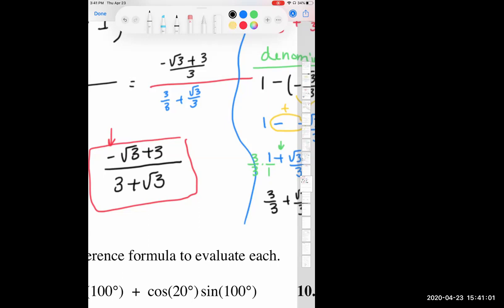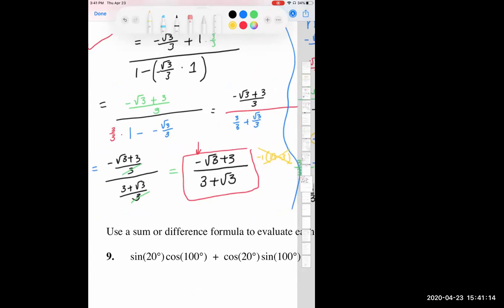Because even if we try to factor out negative 1, it changes the entire setup. Now we have square root of 3 minus 3. So we can't ignore that negative 1. It's attached to only the 3, not the product of radical 3 plus 3. So therefore, that would be our simplest form.